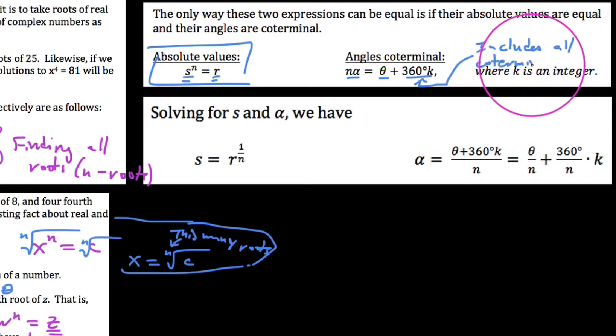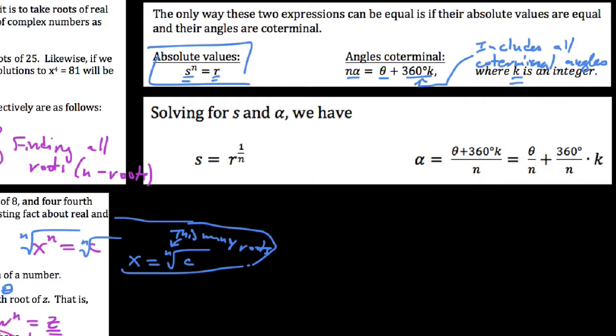Remember, coterminal angles are angles that just land in the same space anyways, and so are equal to the original angle. So I'm going to make a note of this here. We do need to build that in, and k is just some whole number. It can be positive or negative or zero. But if this is the case, what I want to point out is this: if s to the n is equal to r, then the question is, what is s? Because here's the grand scheme of things.